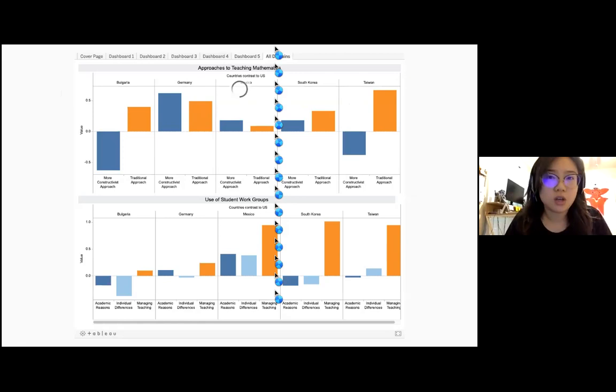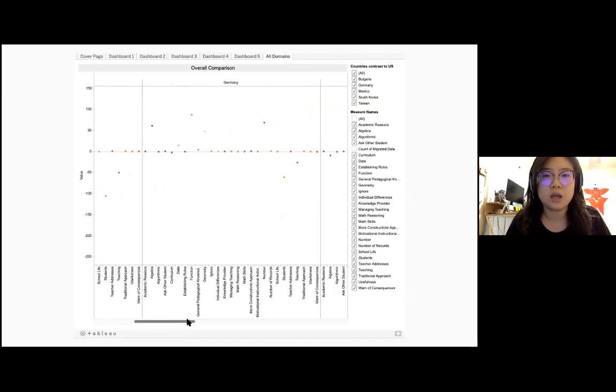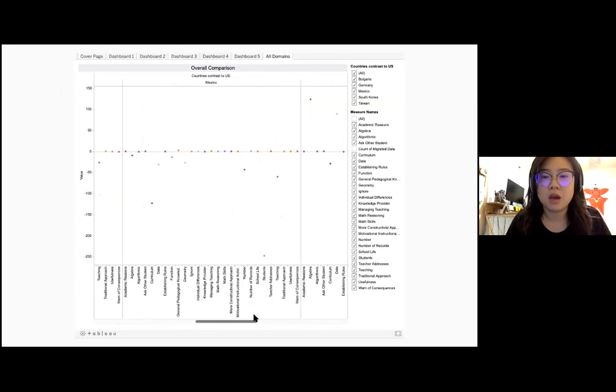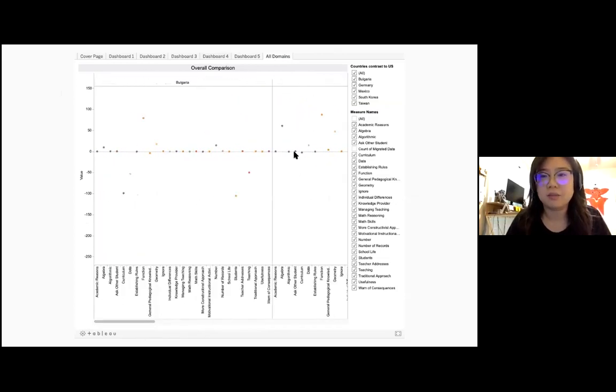So the last dashboard is to allow the participant to really look at all the measures together. On the bottom here, they could scroll through to look at each country. And then on the right navigation bars here, allow them to select individual countries and also the individual measures.